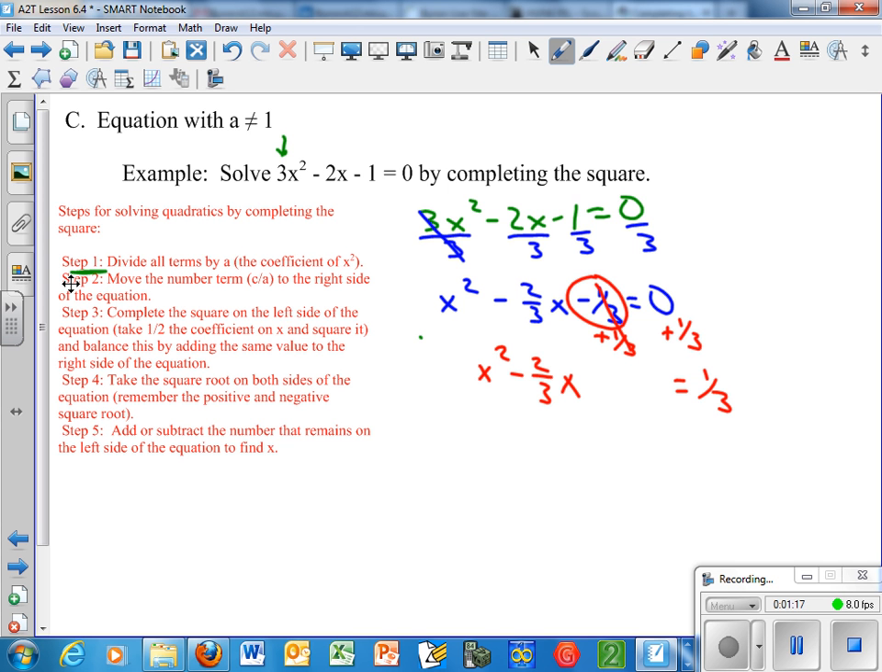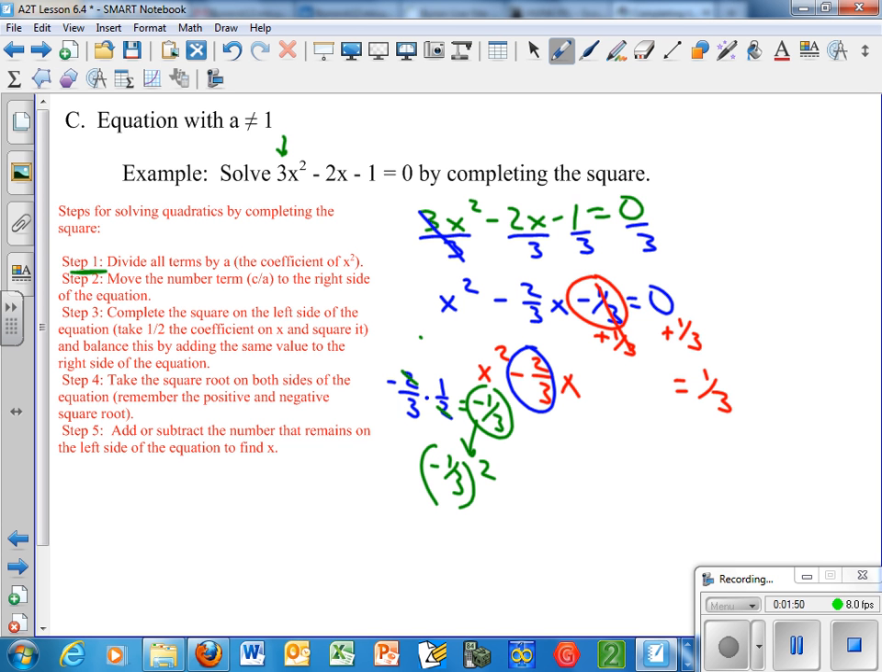Alright, step 3, complete the square on the left side of the equation, take half the coefficient on x and square it. Now I want you to notice the coefficient on x right here is a fraction. So here's what you need to do if it's a fraction. Instead of writing divided by 2, we're going to multiply by a half. We're going to take half of it, so multiply by a half. So half of negative 2/3 is, the 2's cancel, so I get negative 1/3. I'm going to take that number, negative 1/3, and I'm going to square it.